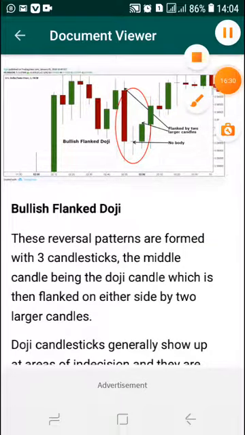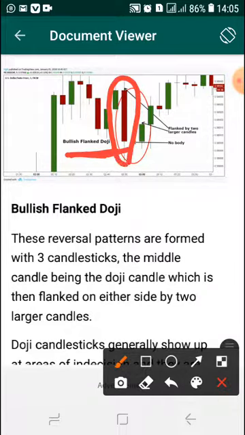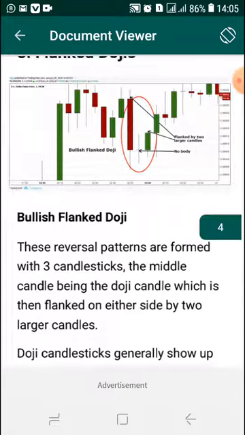As you're looking at the picture, you can see that this one is a doji surrounded by a larger bearish candle on one side and a larger bullish candle on the other, and the doji is in the middle, right? This is a powerful signal that tells you that the market can go up.